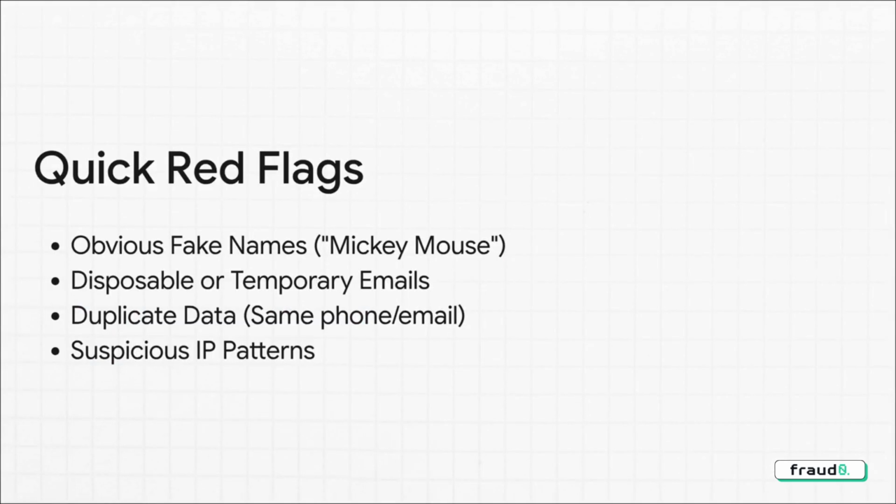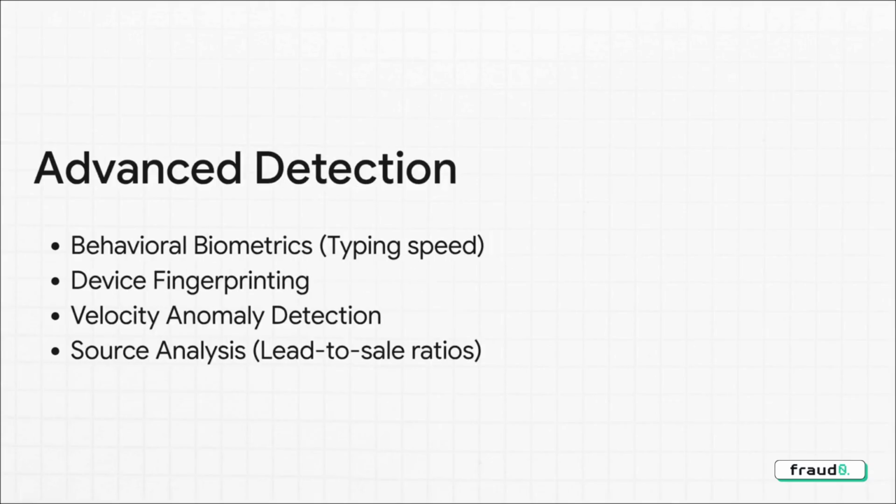So your first line of defense is just looking for the obvious stuff. Are you getting leads from Mickey Mouse? Are you seeing a bunch of disposable temporary email addresses? Is the exact same phone number popping up over and over again? These simple, manual checks can be a surprisingly powerful first filter. But to catch the really sophisticated threats, you've got to bring out the bigger guns.